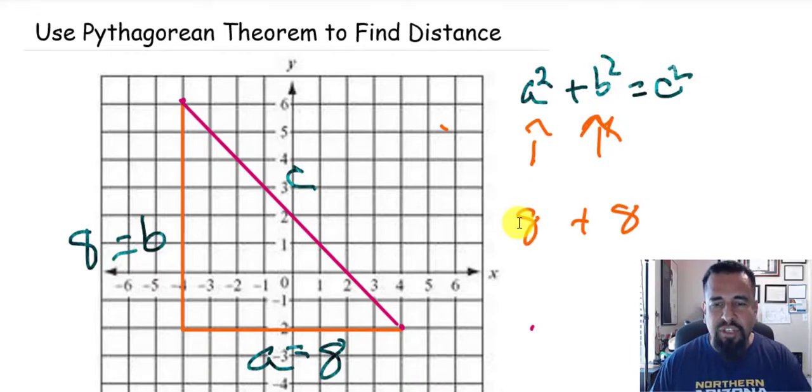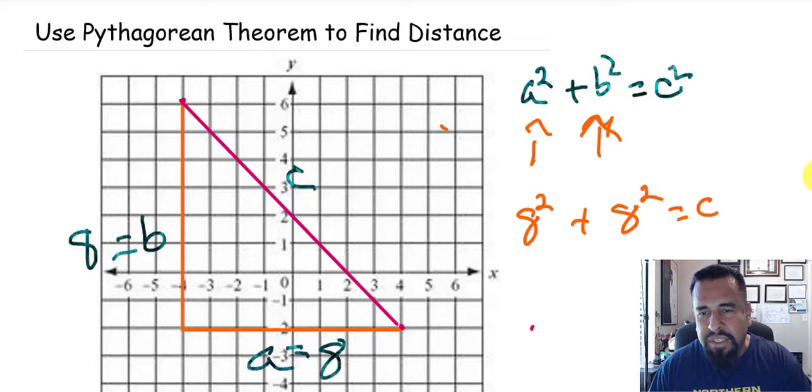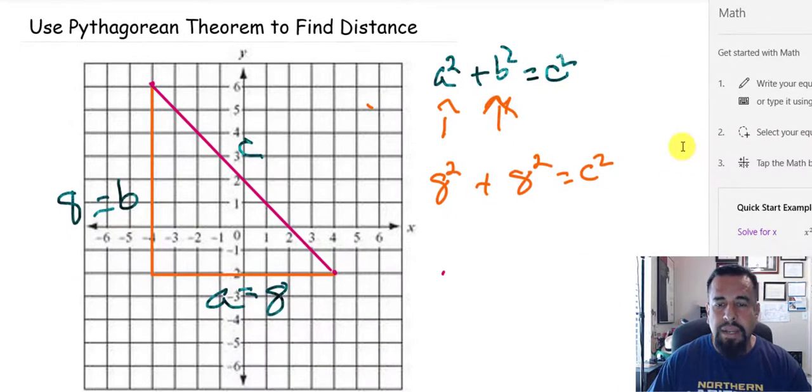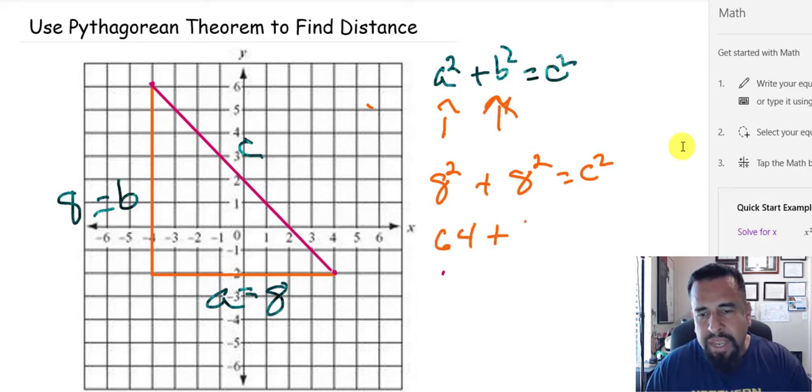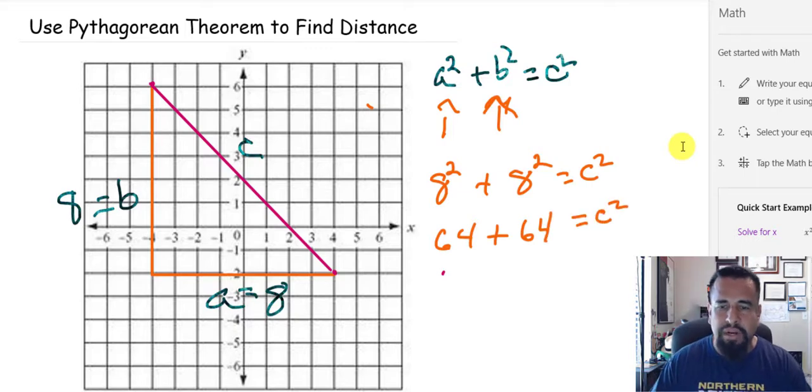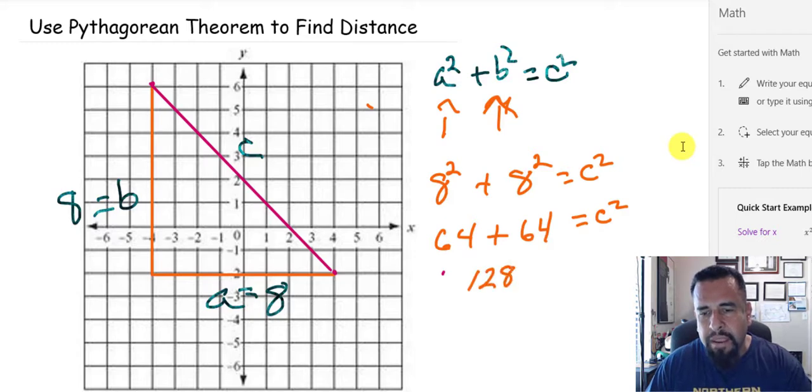Now, notice I have the two 8s, which are the distances. But remember, they have to be squared. So we're going to square this, we're going to square that, and set it equal to c squared. So simple enough. 8 squared is 64 plus 8 squared, which is another 64, is equal to c squared. So this obviously is 128.